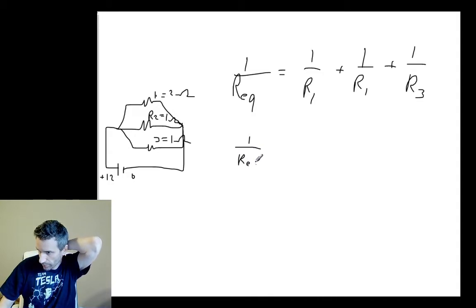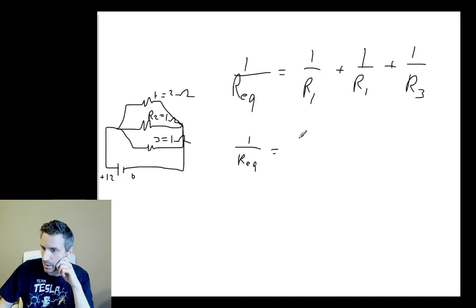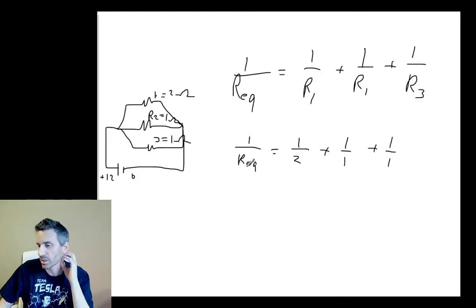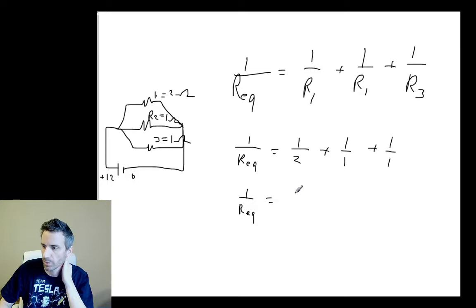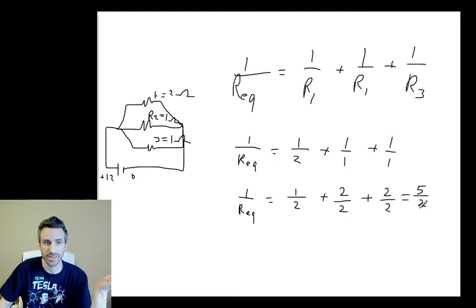Okay, so what I'm going to do is rewrite this part. So 1 over the equivalent resistance is equal to 1 over 2 plus 1 over 1 plus 1 over 1. Well, the common denominator is 2, so I'm going to rewrite that real quickly. 1 over the equivalent resistance equals 1 over 2 plus 2 over 2 plus 2 over 2. Now I have a common denominator, add them all up, so I would find that this is 5 over 2.